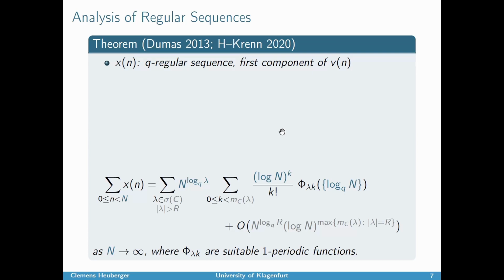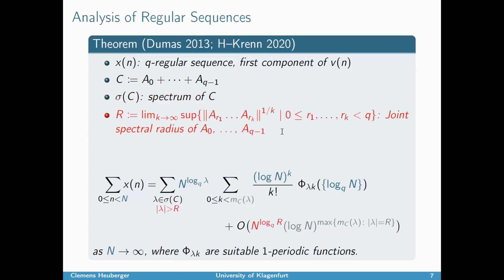Some parts are in gray, and I'd like to give some more details. What is C, for instance? C is the sum of the square matrices which were in the description of the regular sequence. Sigma of C is the spectrum, so we have to compute the eigenvalues of C. We can do that. And here we have a sum over eigenvalues, so these exponents depend on the eigenvalues of C. And then there is this mysterious capital R and this mysterious M_C of lambda.